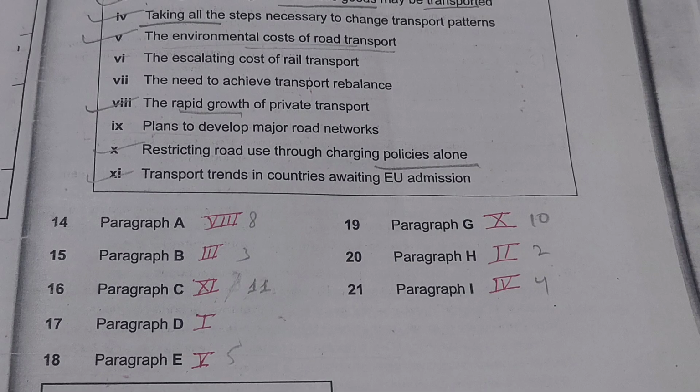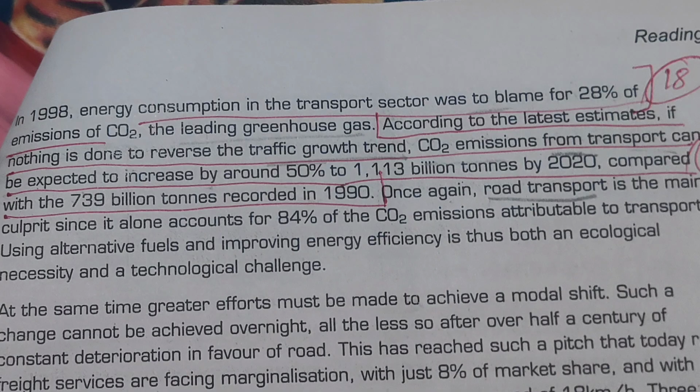Next question is paragraph A. Its heading is option 5. The environmental costs of road transport. रोड ट्रांसपोर्ट की वजह से एनवायरनमेंट को भुगतान करना पड़ेगा. Let's see in the paragraph. In 1998, energy consumption in the transport sector was to blame for 28% of emissions of carbon dioxide, the leading greenhouse gas. तो ट्रांसपोर्ट की वजह से कार्बन डाइऑक्साइड emissions होता है.